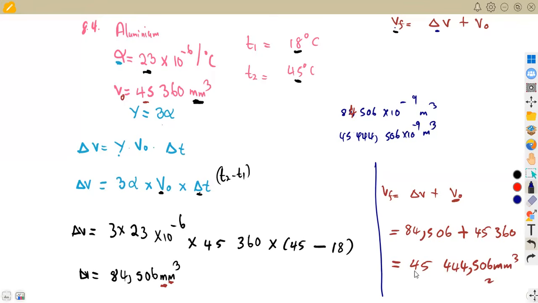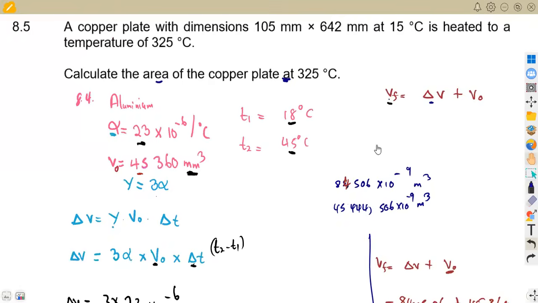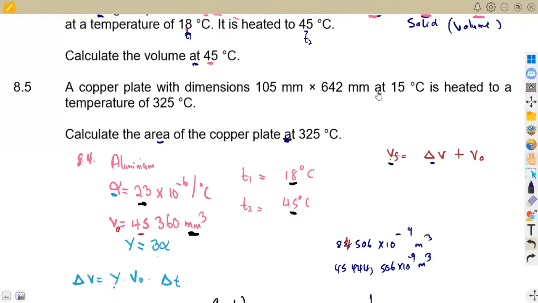That is fine, but you can just use cubic millimeters, because we are not told to leave the answer in these units. Take note also when you're revising with your memo, sometimes you might find them not writing the final answers, ending up at a certain point. No, you do the correct thing on your exams. All right, so that was our question 8.4.